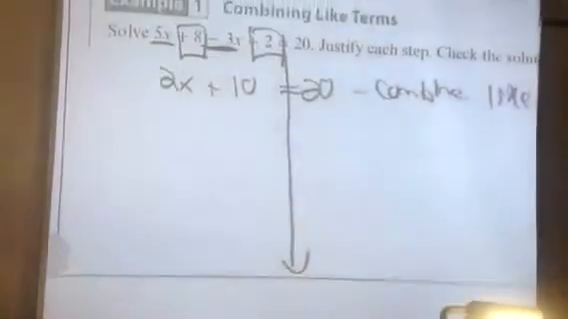Now I just follow my inverse order of operations to solve this equation. I have multiplication, I have addition. I get rid of addition first because I'm following the inverse order of operations. So minus 10, minus 10. Those cancel. I drop down that 2x. I've got 2x equals 20 minus 10, which is 10. I'm going to divide by 2 on each side. That gives me x equals 5.